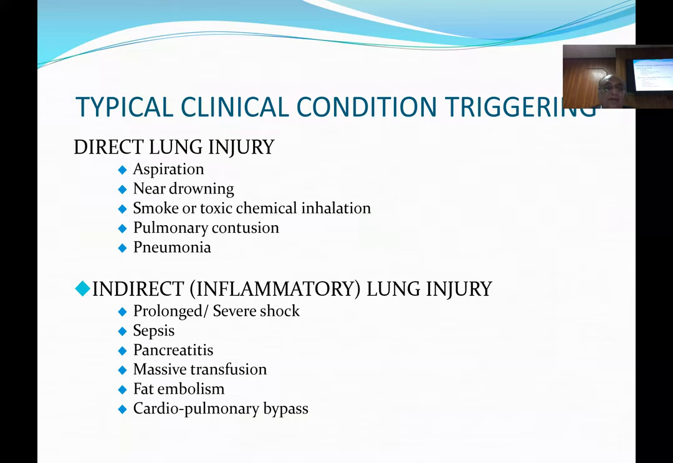Near drowning, smoke or toxic chemical inhalation, pulmonary contusion, pneumonia. Then indirectly, prolonged severe shock, sepsis, pericarditis. We get a lot of patients with pericarditis going into ARDS. Then massive transfusion, fat embolism, and the most important cause in your hospital, cardiopulmonary bypass. They tend to go into ARDS.